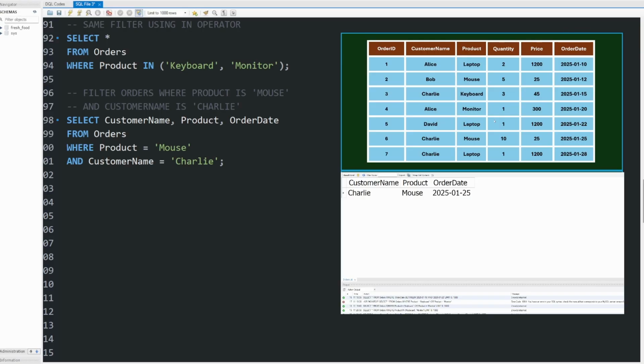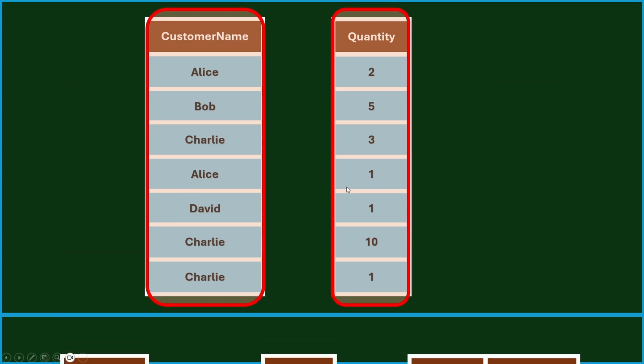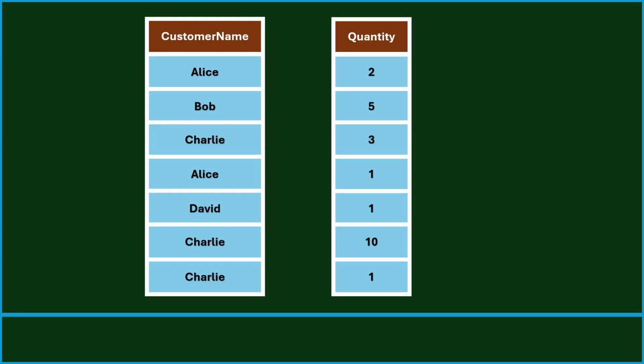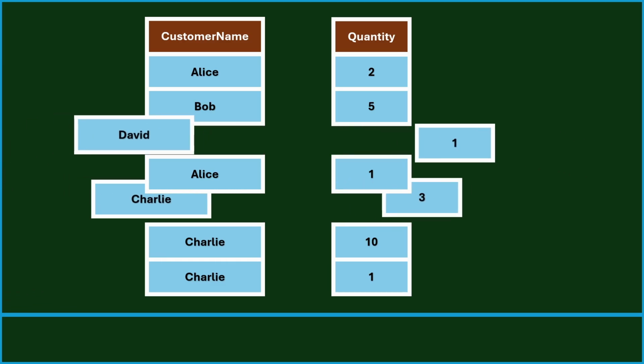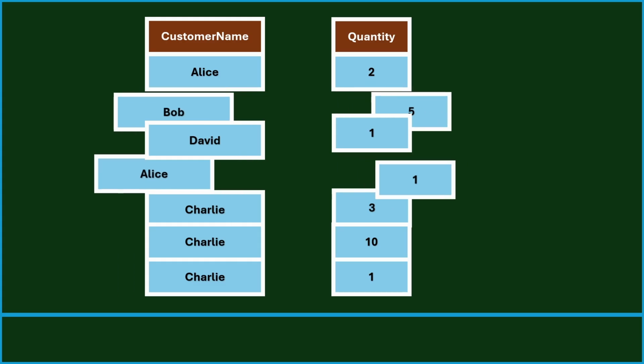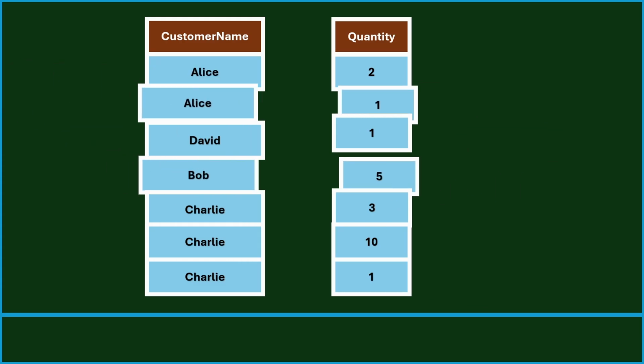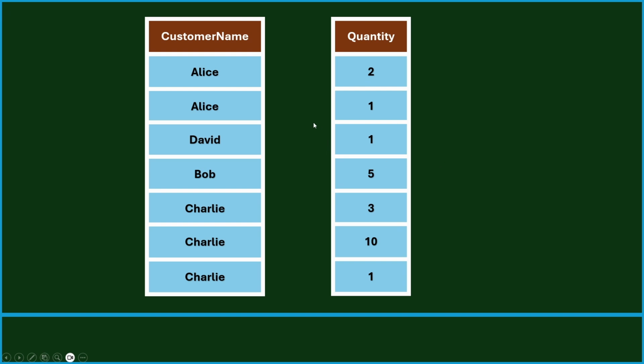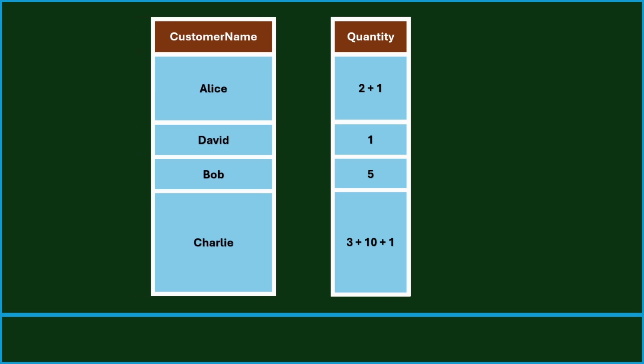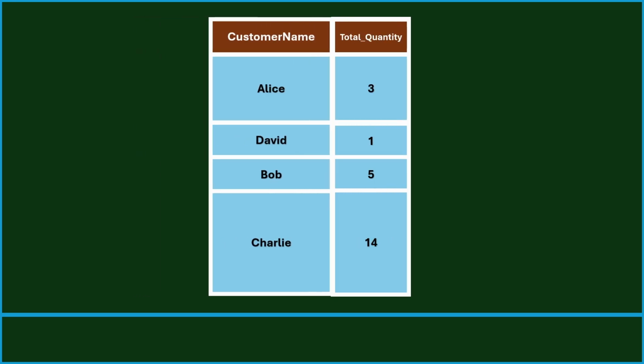So we need to only select customer name and quantity because we want to find the total quantity per customer. The way that we want the desired results to show up is to have one customer at a time, meaning that we want each customer to appear only once. For example, we want 1 Alice, 1 Bob, 1 David, and 1 Charlie. So we have to first group them together. And then we want the calculation to happen, which in our case is the sum of the quantity. So this is what we want to see.